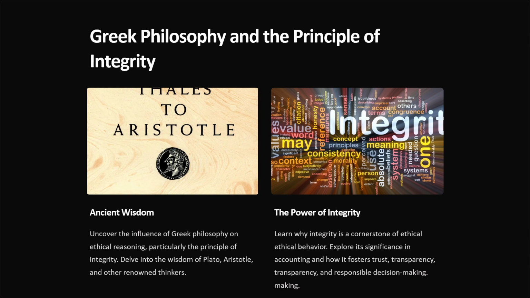So as we proceed with our journey, remember the wisdom of ancient Greece. Embrace the principle of integrity as we explore how it shapes ethical reasoning in the world of accounting, leading to trust, transparency, and responsible decision-making. Thank you for joining me on this voyage through the annals of philosophy and ethics. Let's continue our exploration.